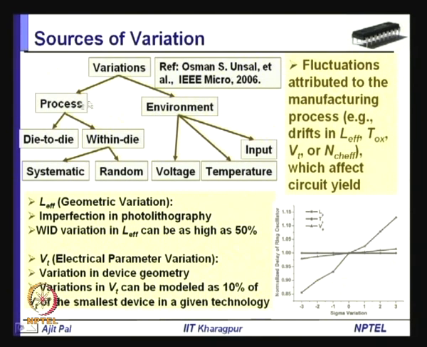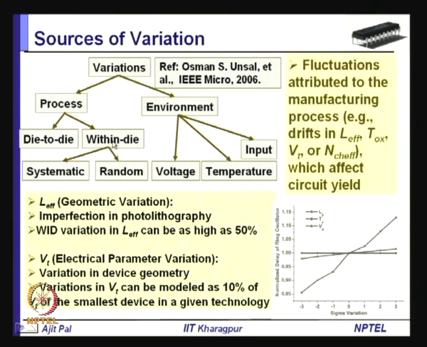You can broadly categorize them into two types, process and environment. So far as process variation is concerned, again it can be categorized into two types, die to die. You have different dies fabricated on a silicon wafer, so this is die to die: what is the variation from one die to another die. And this represents the variation within die.